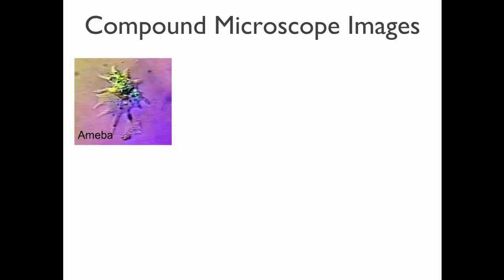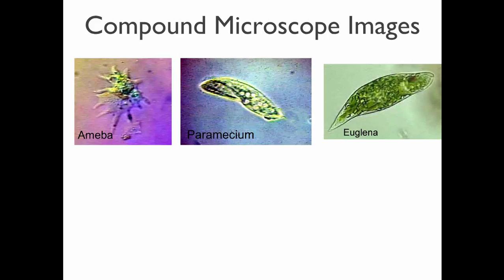Okay. So here are some examples of images with different types of compound light microscopes. This is an amoeba. It's a single-celled organism. Scientists first discovered that there are living organisms we can't even see living in, for example, pond water. They learned this by looking at pond water under the microscope. They saw things like amoeba, paramecium, euglena. These are all single-celled living organisms.